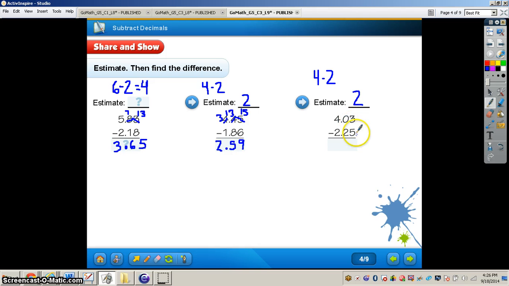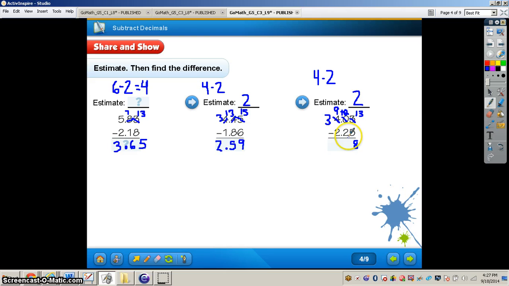5 minus 3, you cannot do that, so you need to regroup. So you cannot take anything from 0, so we need to go all the way over to the ones place. Make that into a 3. Change that 0 now to a 10. Now that we've changed that 0 into a 10 tenths, we need to borrow a tenth, making that 10 into a 9 now. Bringing a tenth over to the hundredths, making this 13 hundredths. 13 hundredths minus 5 hundredths is 8 hundredths.